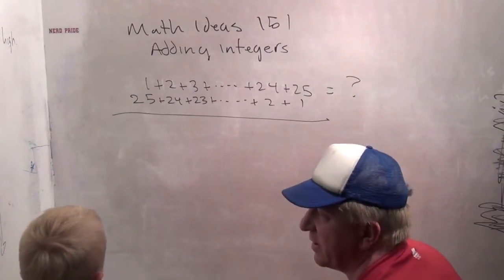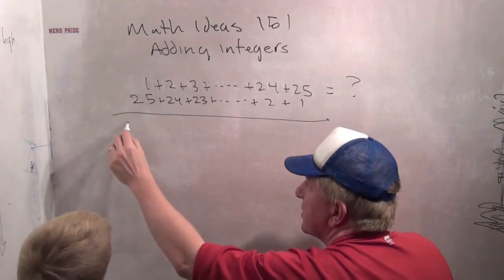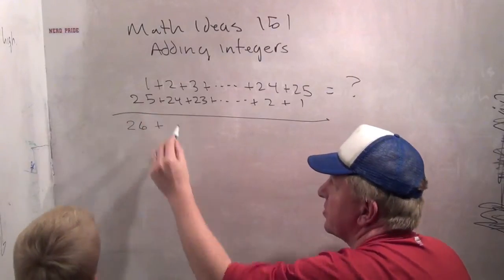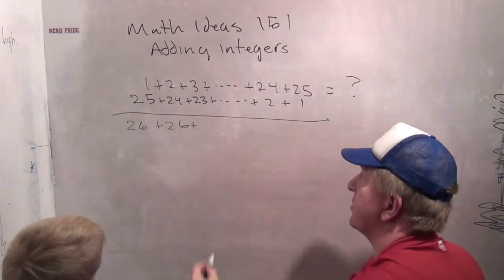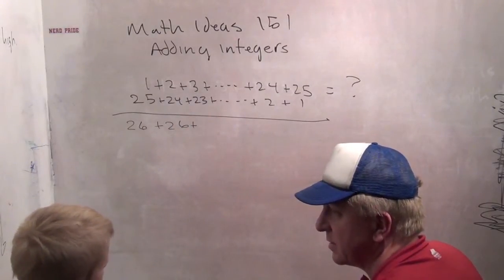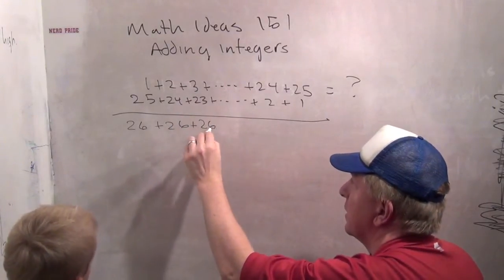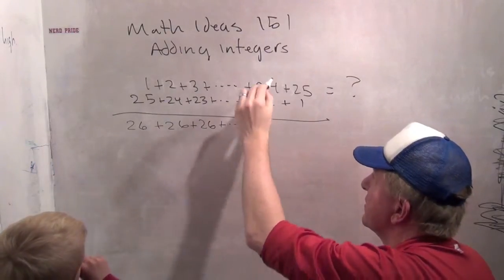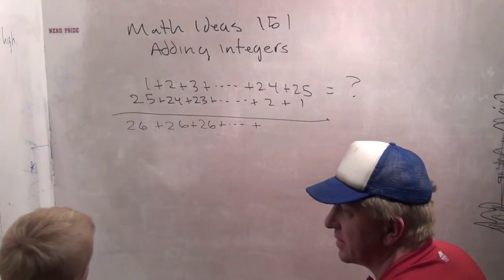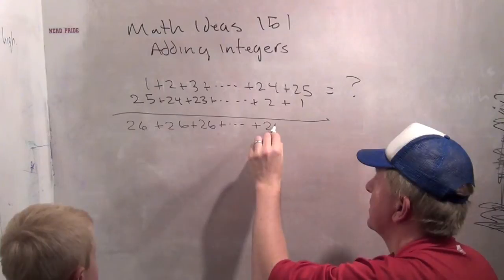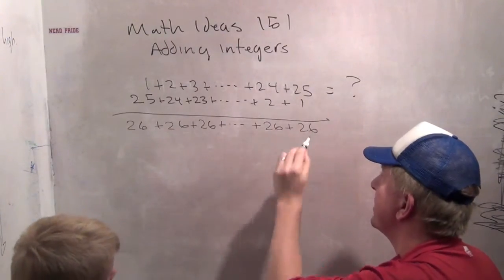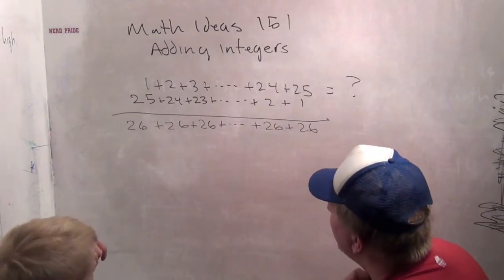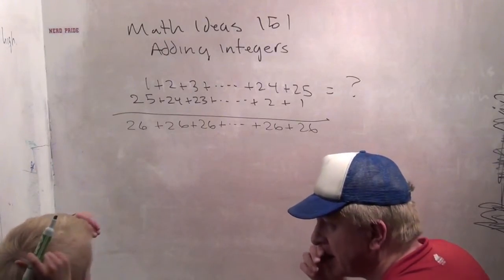What's 1 plus 25? 26. What's 2 plus 24? 26. What's 3 plus 23? 26. What's 25 plus 1? 26. So we get all these 26s this time. Now the question is, how many 26s do we have?